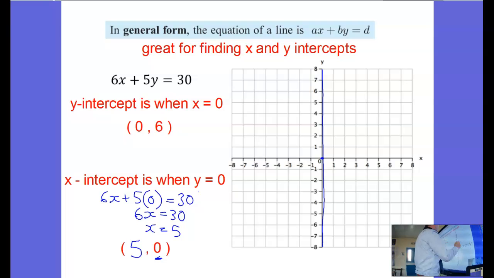Now if I plot those points, my 0, 6 and my 5, 0, along 5 up 0, and then I join those up with a straight line. Let's see if I can get this fairly straight. Not brilliant, but not too bad either. That is a sketch of the graph 6x plus 5y equals 30. So the reason it's so useful is because when I substitute in 0 into either of these, I get a very quick solution and I can find my intercepts, my x and y intercepts.